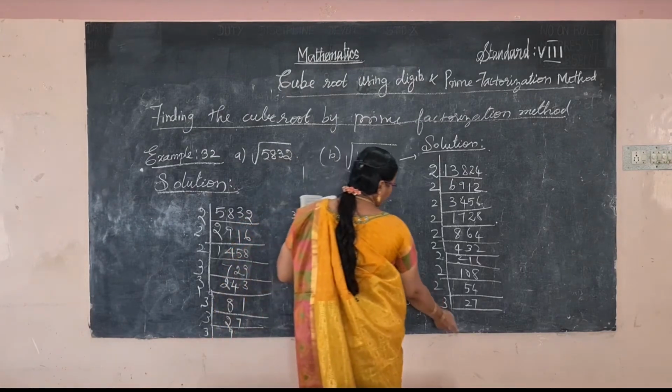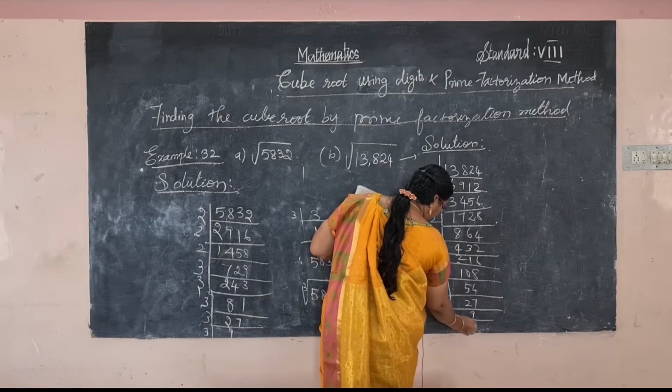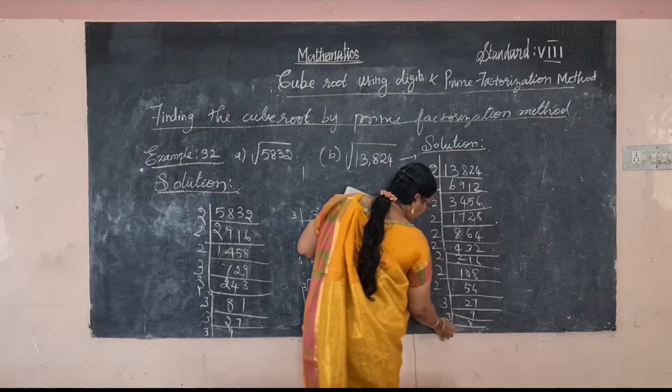one of the prime number 3. So 3 9s are 27, again 3.